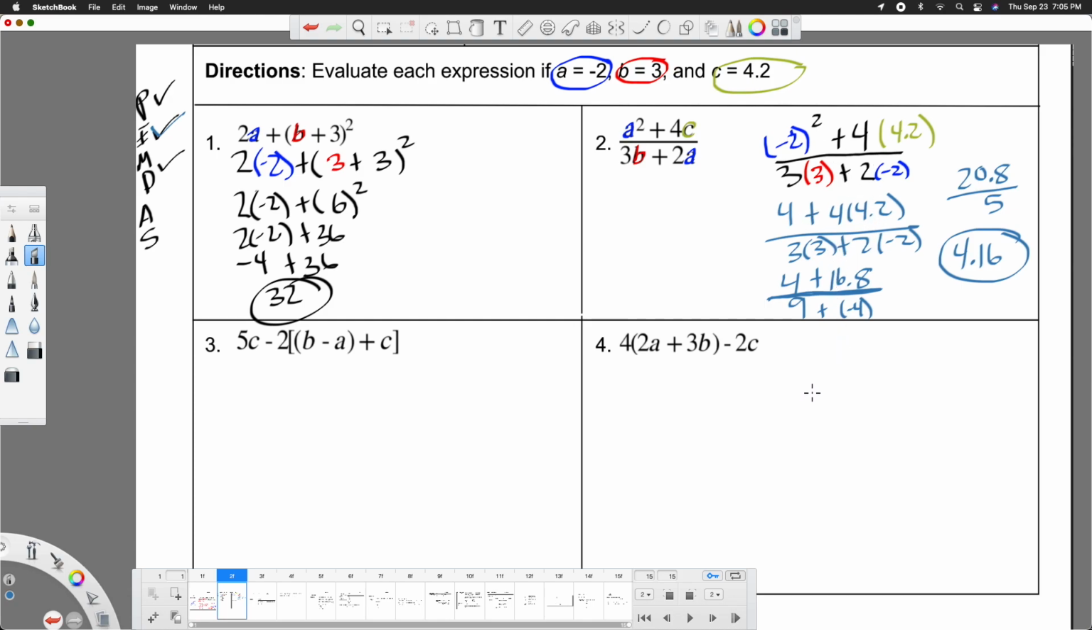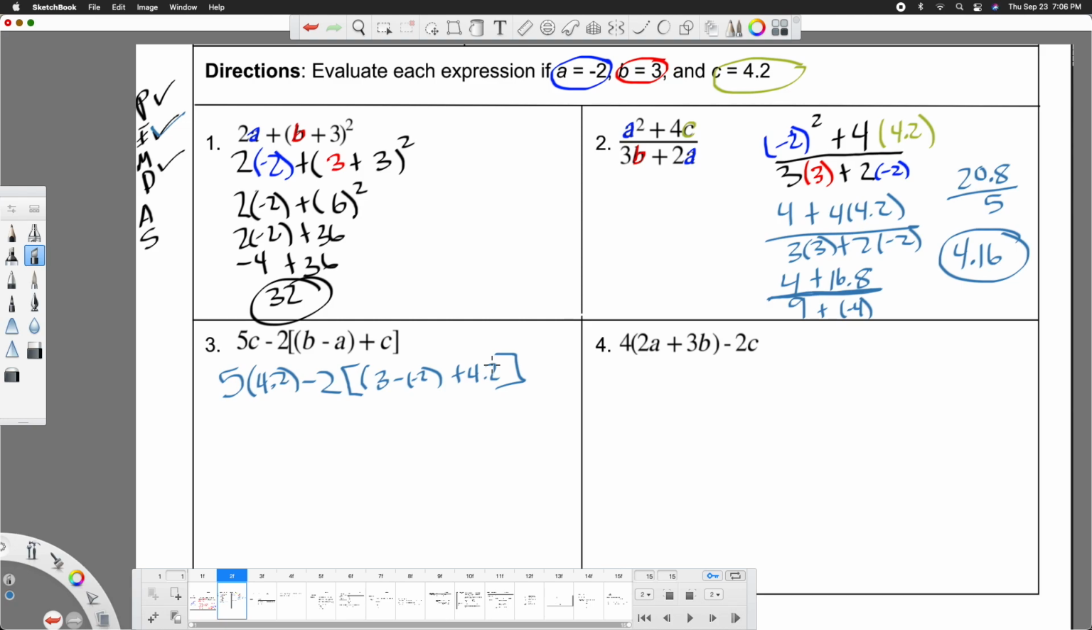All right, so I'm not going to worry about color coding down here. I'm just going to start plugging some numbers in so we can finish this one up. So we have 5 times C, which is 4.2, minus 2 times the quantity of the difference of B minus A, or B and A. So we have 3 minus -2 plus C, parentheses. Okay, so this is where we have to start dealing with the multiple layers of parentheses.